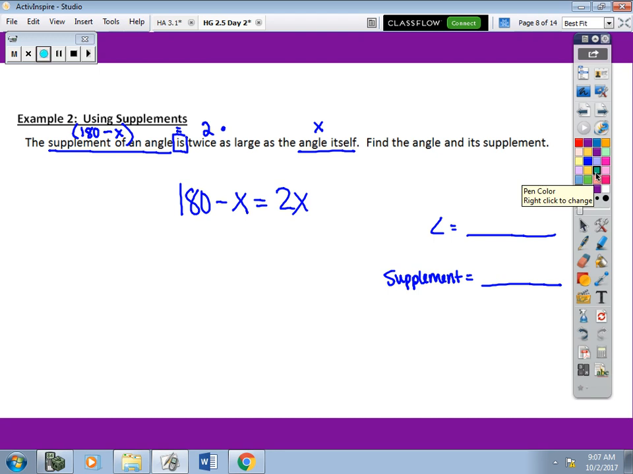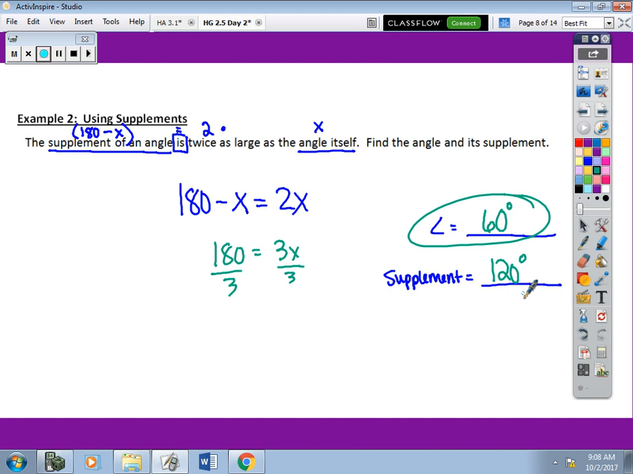What do we get for the value of x, Maddie? 60. And then what is the value of the supplement, Marquise? 120. Very good. We should have added x to both sides and divided. Just make sure you don't get this right and then somehow write 30 here. Some people will make the mistake of doing 90 minus 60 instead of 180 minus 60. So just be careful.